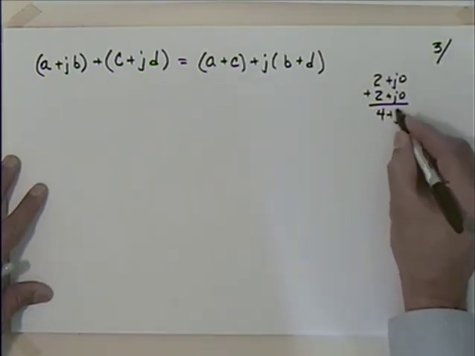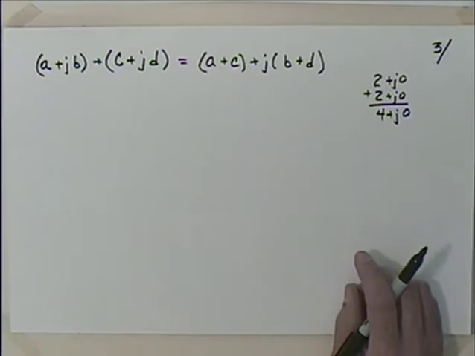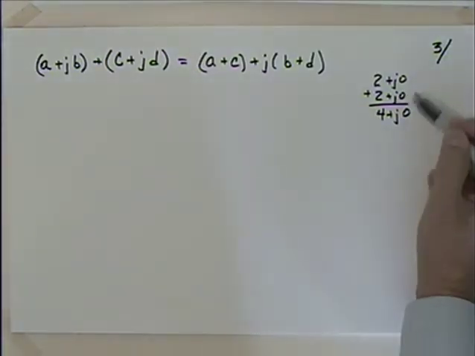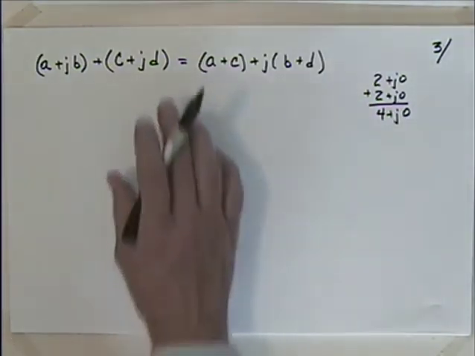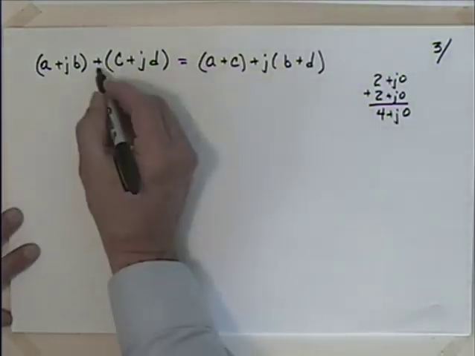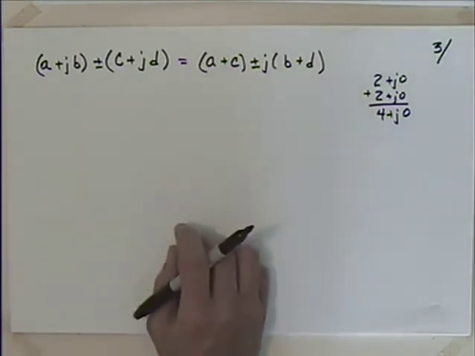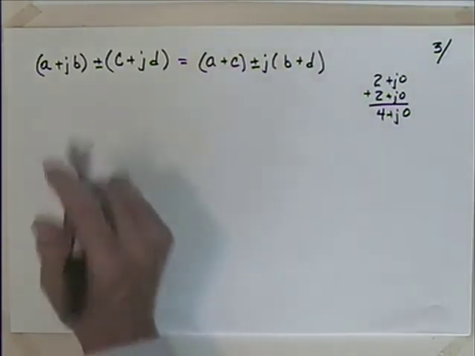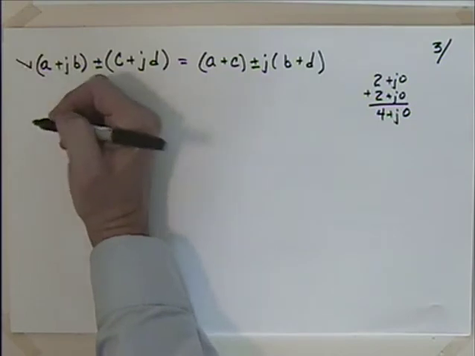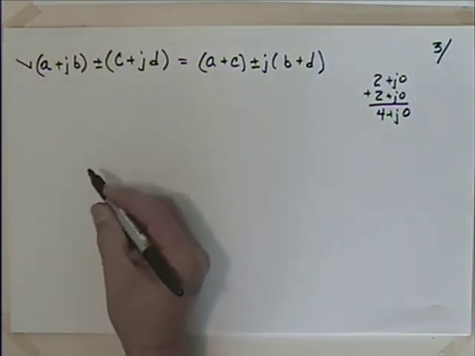It gives me 4 plus j0, right? It just happens that I have real numbers, and all of this is 0 over here. So if we're adding and subtracting, we get something like that. And if we're adding and subtracting, we really would like the numbers in a rectangular form. That makes life a lot easier.